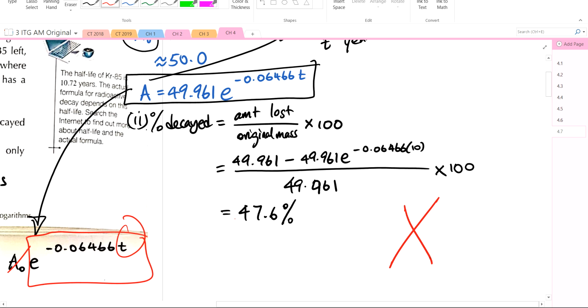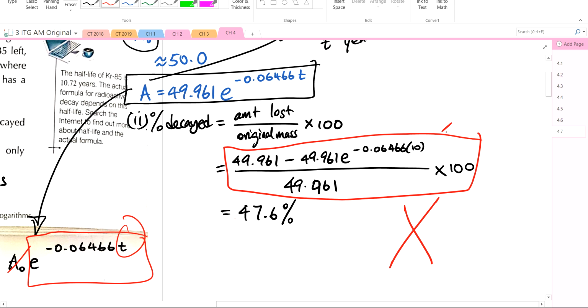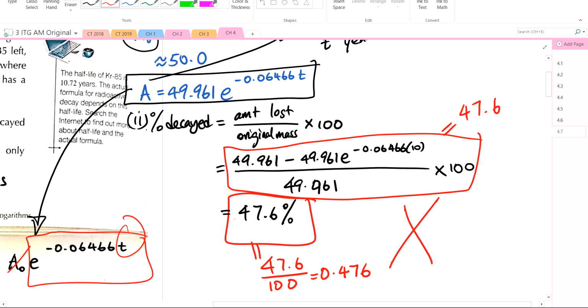Reason? This over here is equal to 47.6. This over here is equal to 47.6 divided by 100, which is 0.476. Nobody in the world will tell you that 0.476 is the same as 47.6. Do you understand? Okay? So don't make this kind of mistake.